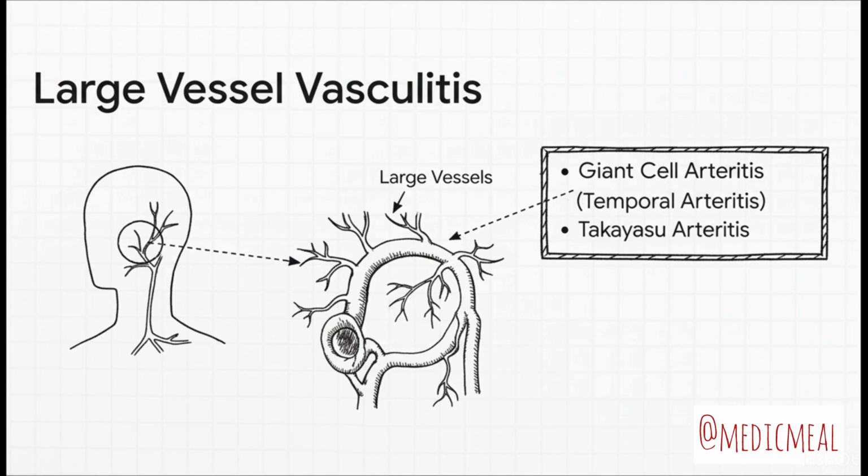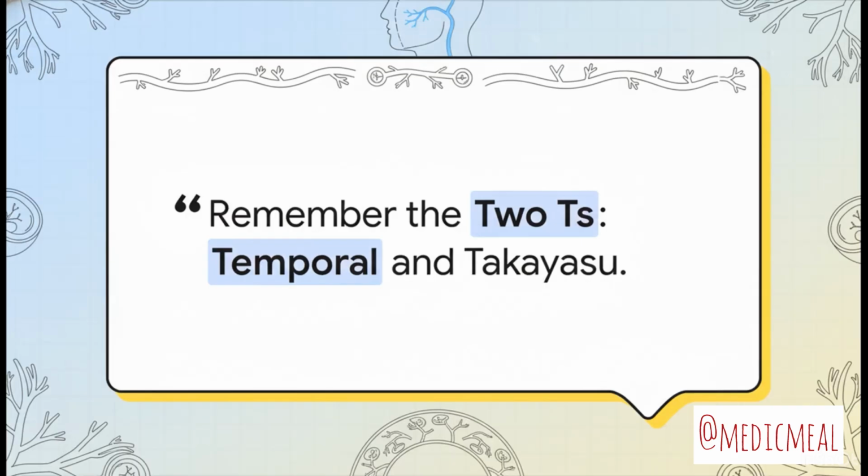I mean, literally, with a large vessel vasculitis. We're talking about conditions that go for the aorta and its major branches. And there are really two main ones you've got to have locked in your brain. Giant cell arteritis, which we all know as temporal arteritis, and Takayasu arteritis. And look, here's the super simple way to lock this in. For large vessels, just think of the two T's, temporal and Takayasu. It's a simple little mnemonic, but honestly, it's incredibly effective when you need that quick recall.